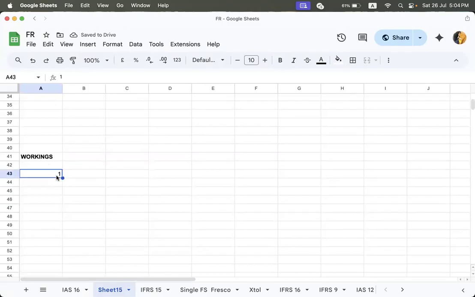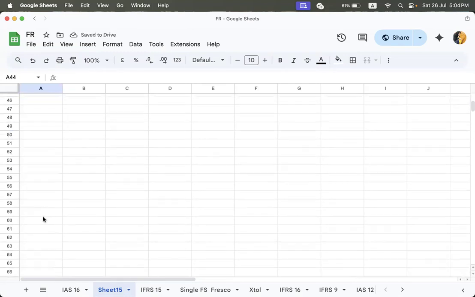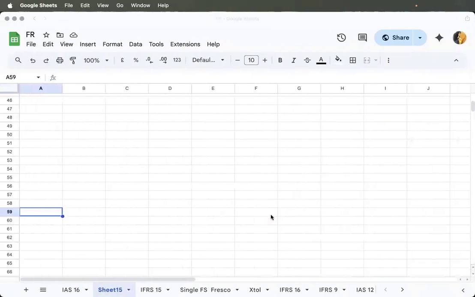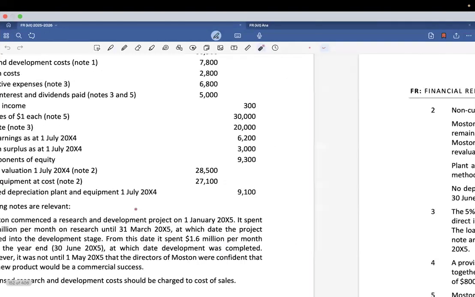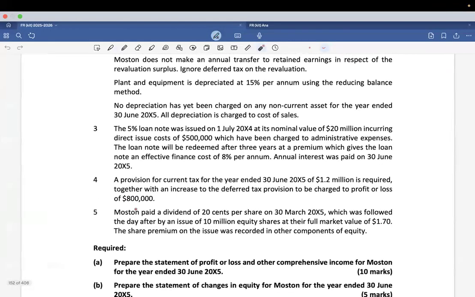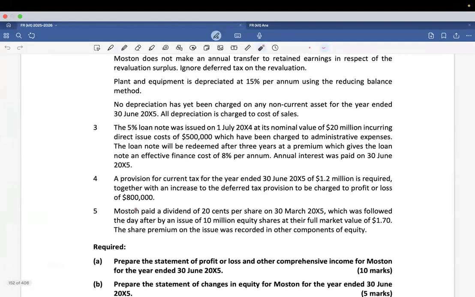When you have an SOPL question, your working number one would always be cost of sales. Understood? Which you can't do now. So you're going to skip cost of sales and start with working note two, which would start with Moston commenced a research development project like that. Clear? So I want you to do the one, two, three, four, five if you can. Otherwise, I'll help you.